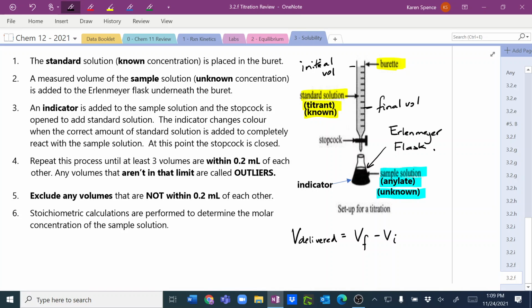And you repeat this process until at least 3 volumes are within 0.2 milliliters of each other, or if you're in high school, until you run out of time, because sometimes you don't get that many that close to each other. Any volumes that aren't are, of course, those outliers, and you do not use them in the calculations. So you will exclude any volumes that are not within those 0.2 milliliters. So when you're calculating your average, you're going to toss that one out. If you have 4 data points and one of them is not good, you will only average 3 of them. And then you just do the calculations along the lines of what we just did.